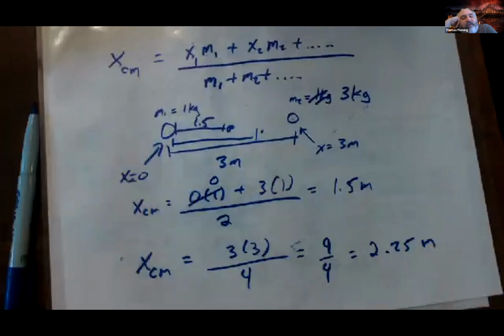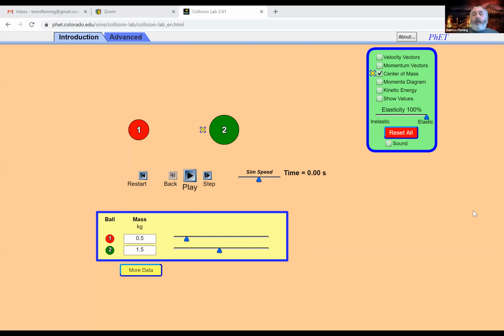So what this method of averaging does is it helps us find an average position of all the mass in my system. And the reason this shows up in my momentum conservation chapter is because of the following. Let's go back to that simulation for a second. And what I want to do is look at the center of mass throughout this collision.